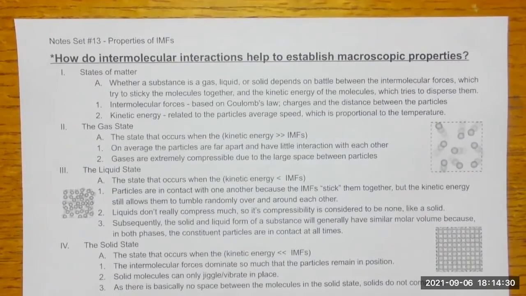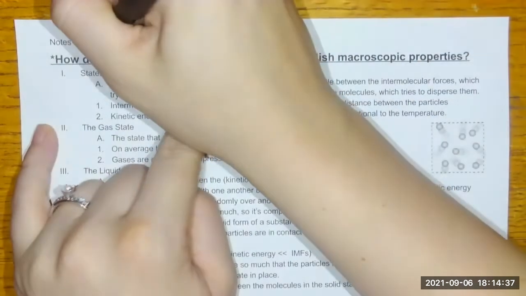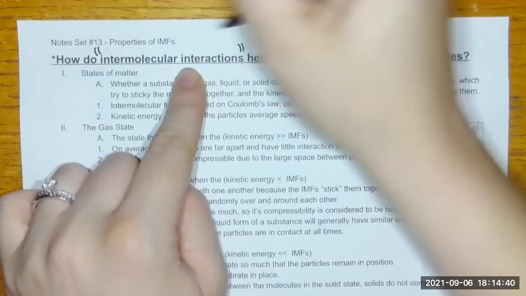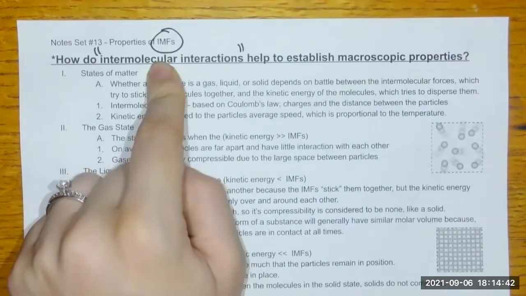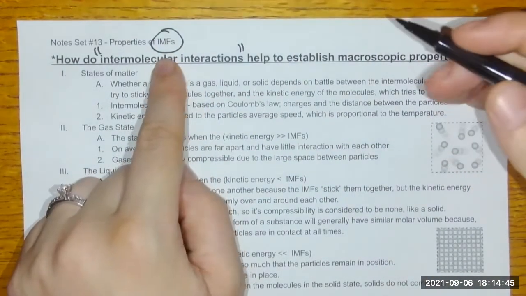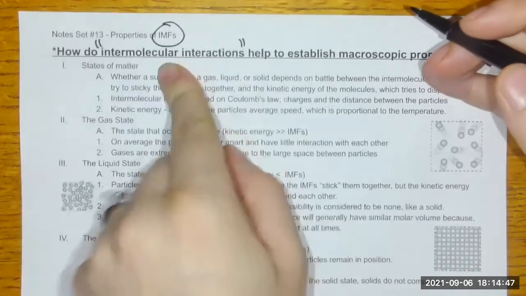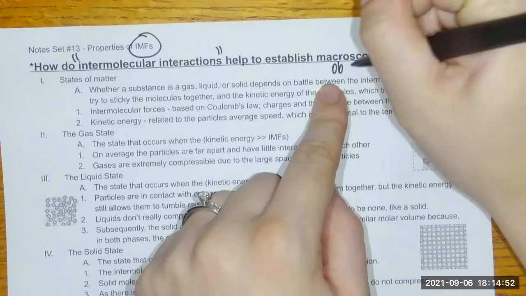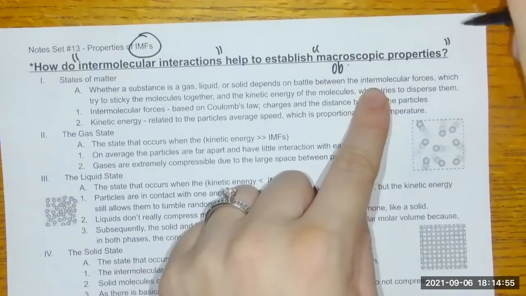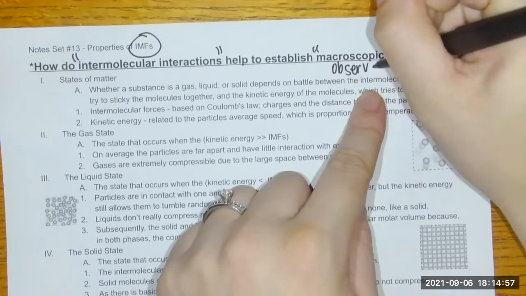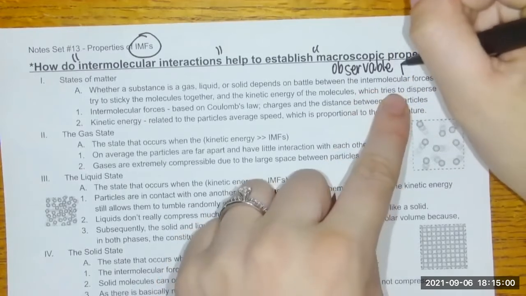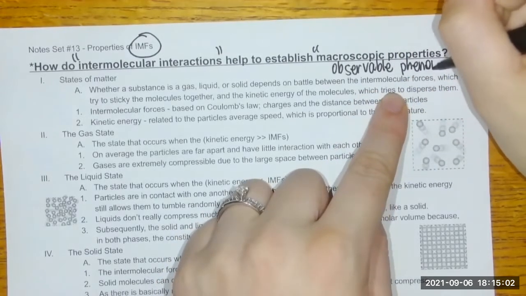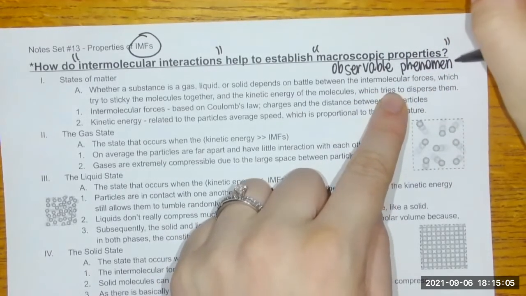So the big question that we're trying to address is how do intermolecular interactions, another way of saying IMFs, intermolecular forces, help to establish macroscopic properties? These are what is meaning observable phenomenon.